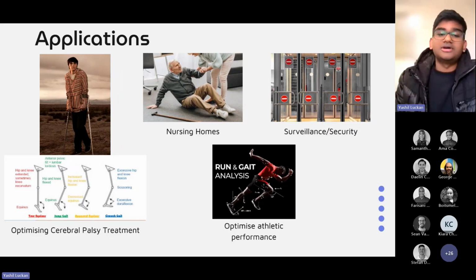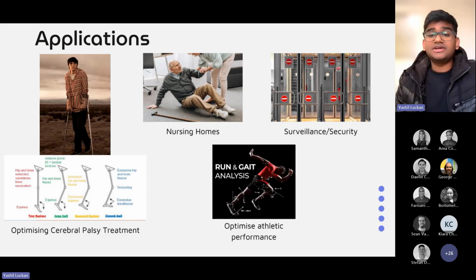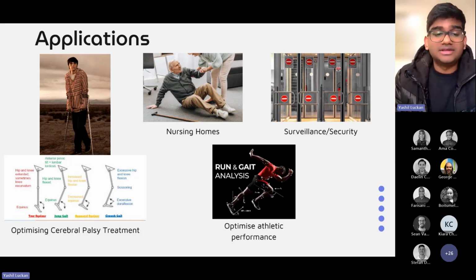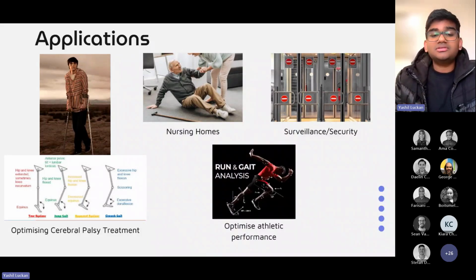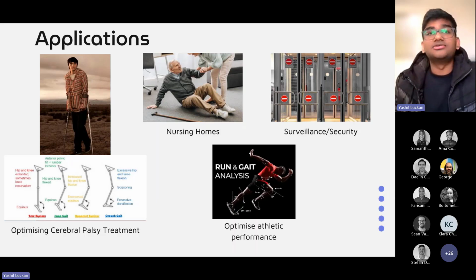The most obvious application of gait recognition is security and surveillance in public spaces such as airports, train stations, stadiums. But gait recognition can actually extend far beyond these applications, right? For example, in nursing homes, it can alert staff if a patient falls, or in hospitals, the system aids in diagnosing neurological disorders such as cerebral palsy.